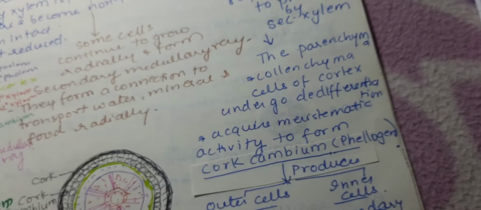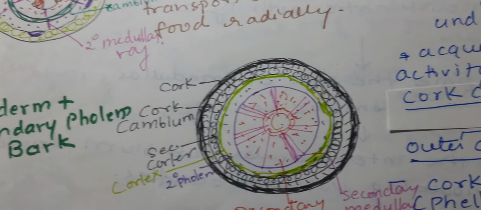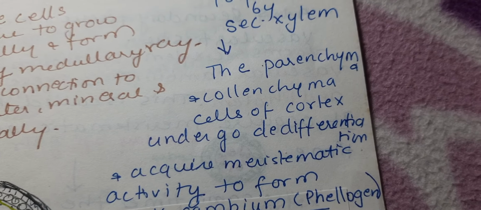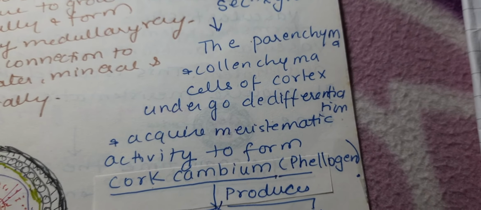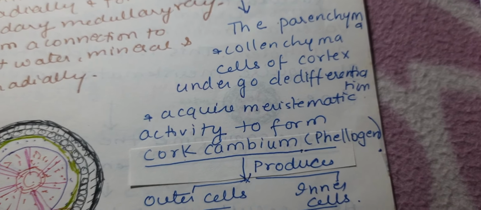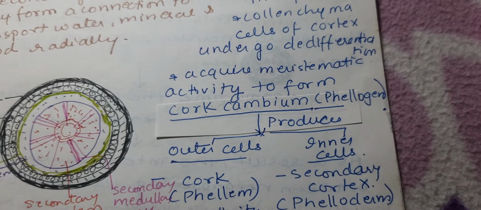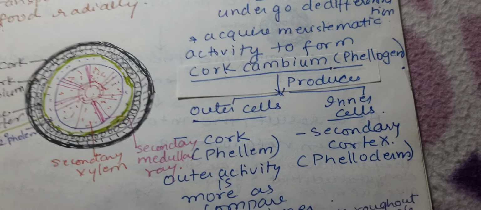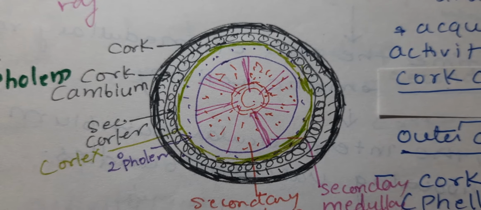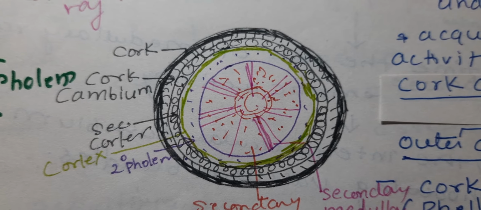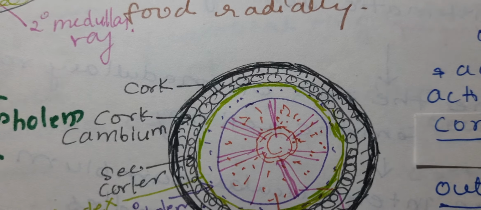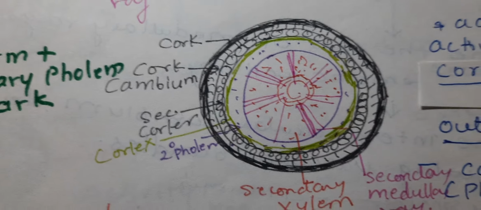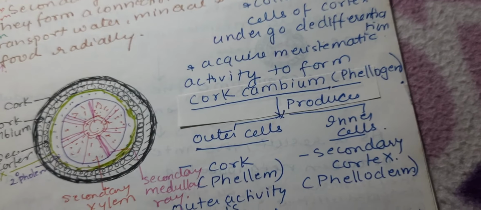Finally, you will see the activity of cork cambium, which develops from the cortex. The parenchyma and collenchyma cells of the cortex undergo dedifferentiation and acquire meristematic activity to form cork cambium, which is known as phellogen. The cork cambium produces outer cells called cork and inner cells called secondary cortex, or phelloderm. So here you can see, outside the cortex, the secondary cortex is there, and it produces an outer and an inner layer. The outer one is called cork and the inner one is called secondary cortex, and in between is the cork cambium. This is how the secondary growth occurs.